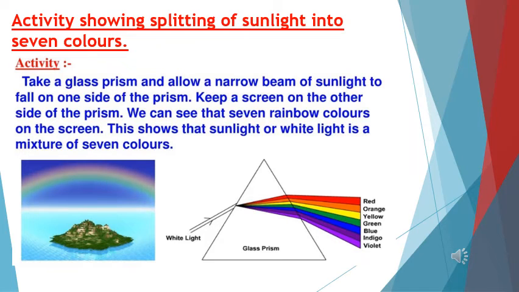We can understand dispersion better by doing this activity. In this activity, we take a glass prism and allow a narrow beam of light to fall on one side of the prism, and we keep a screen on the other side of the prism. We can see that 7 colors are obtained on the screen. So this shows that sunlight is made of 7 colors.